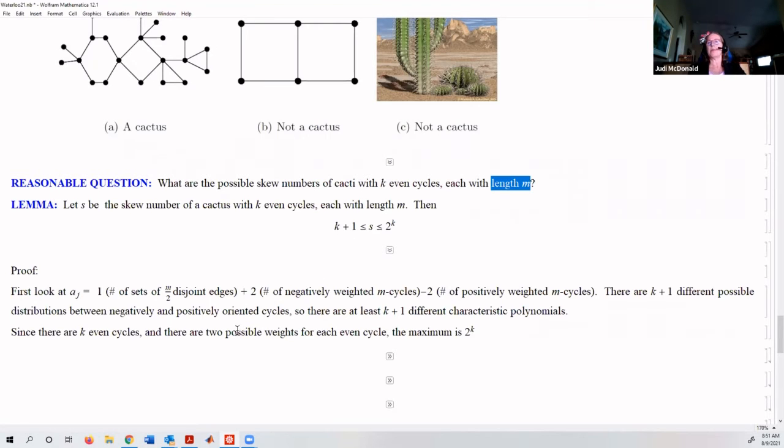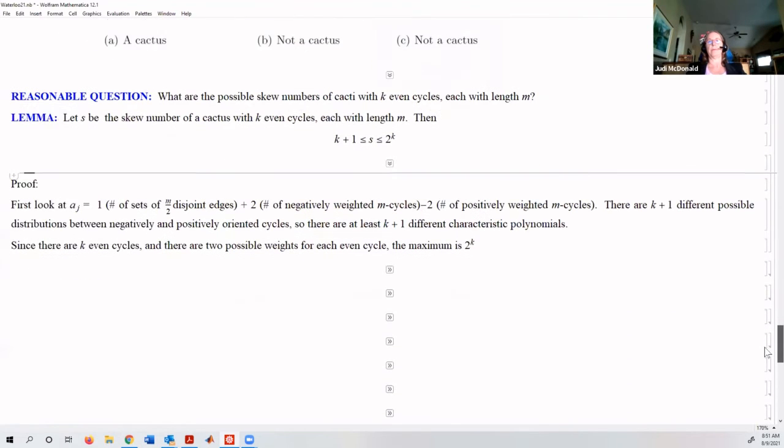Well, what's the most it can be? If I've got K even cycles and there's 2 possible weights for each even cycle, and changing the weights of one of those cycles is the only thing that will affect my characteristic polynomial, the maximum has to be 2 to the k. So we pretty quickly got bounds on what our skew number can be. And then the question is, can equality hold? Is this a strict inequality? What gives you the power to hit each end?